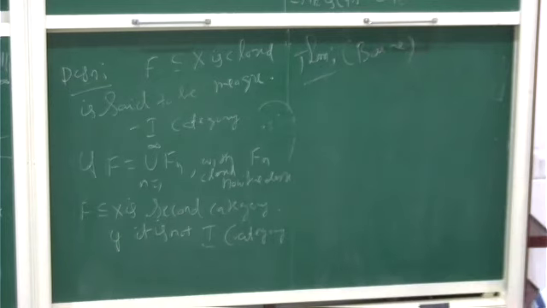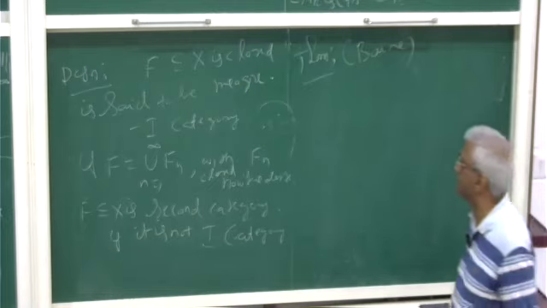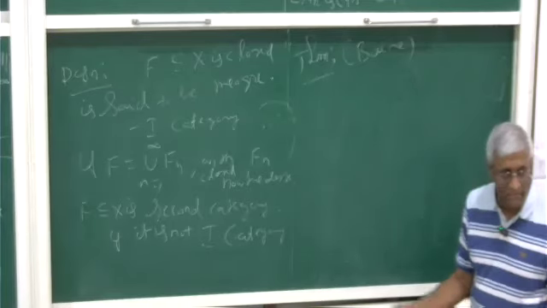If you take any open ball, it should intersect with the complement. The complement is dense, for a closed set you are saying. Yeah, that's right. For a closed set, the complement is dense. Correct, it will be open. Yeah, open and dense. Baire's theorem.